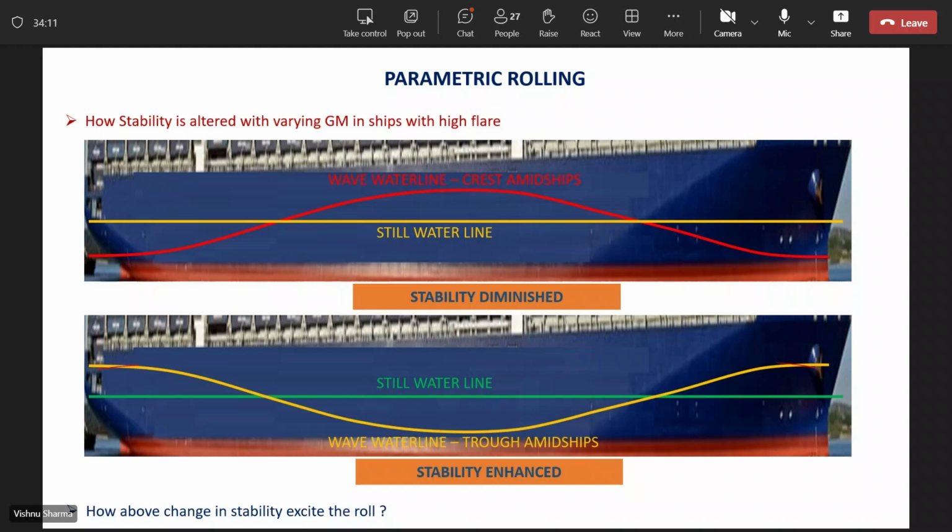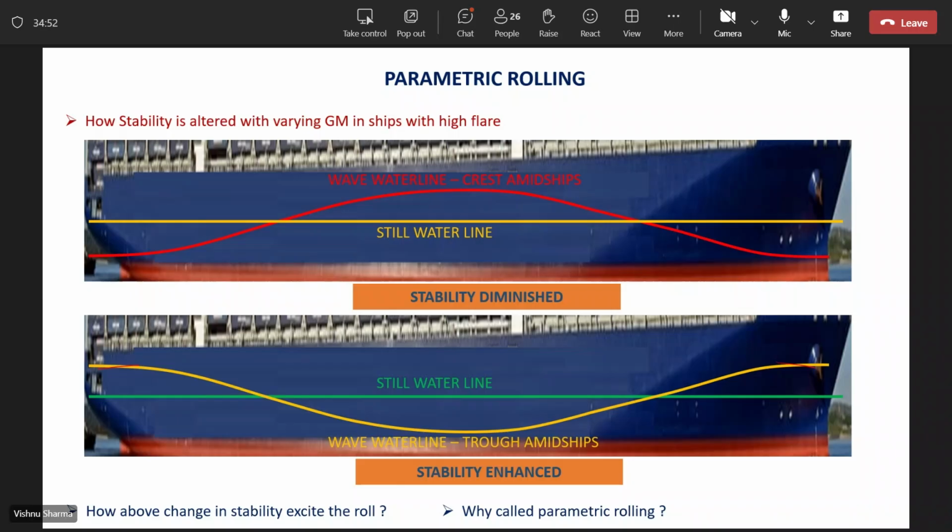Why? Because in resonant rolling, there has to be an applied force. Here, the resonance has taken place, but we don't call it resonant rolling. What is this doing? It is changing the internal stability parameters of the ship, and it leads to parametric rolling. So yes, there is a resonance, but that rolling is not called resonant rolling because here the applied force is not involved. There is a wave which is there. The wave is altering the internal parameters of the vessel.